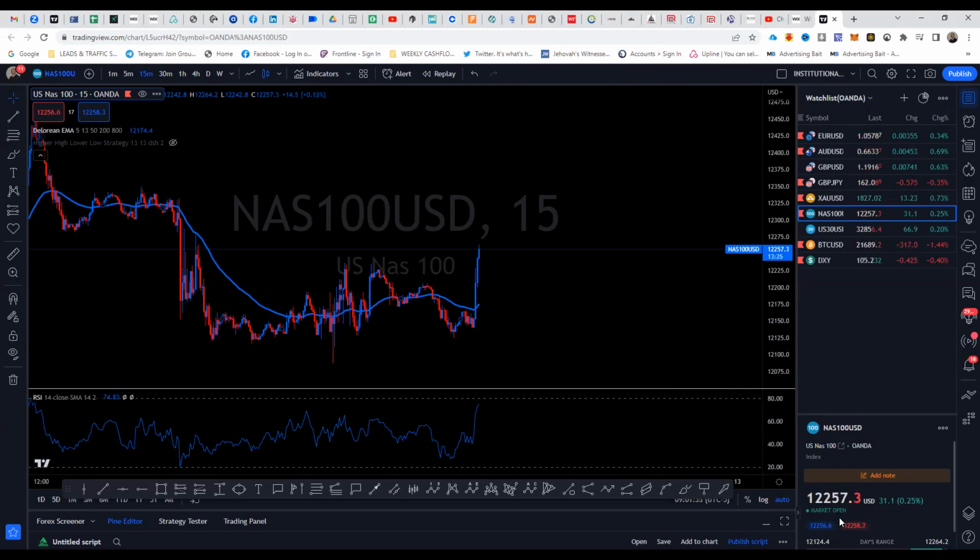We're going to start marking up supply and demand market structure from the 15-minute time frame to the 4-hour time frame. Then we'll scale back to the 15-minute time frame and figure out what's the highest possibility that price is either going to buy or sell according to supply and demand. So let's go ahead and get started.